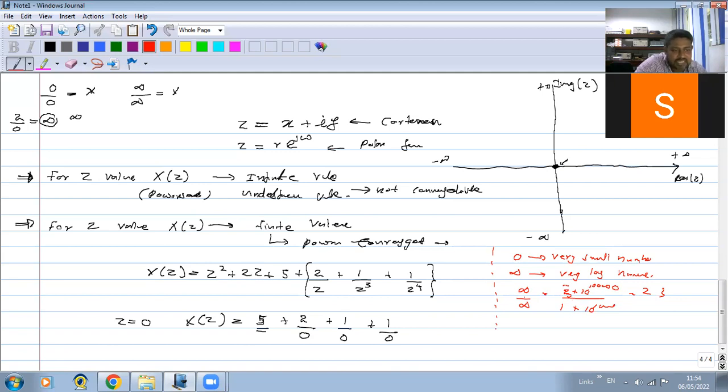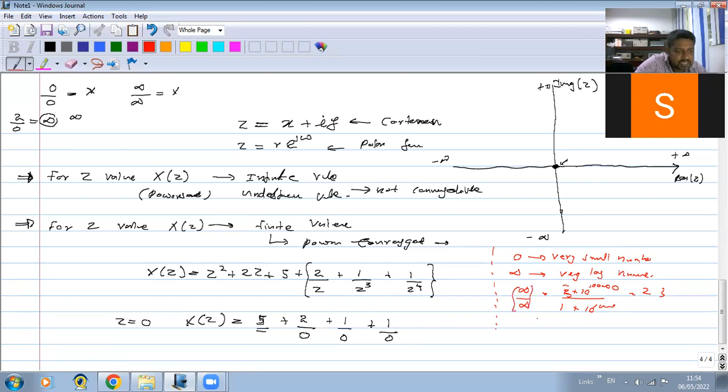We can't say whether this is a very small number, a very low number, or a finite number like 2, 3, 4. So this is not defined.